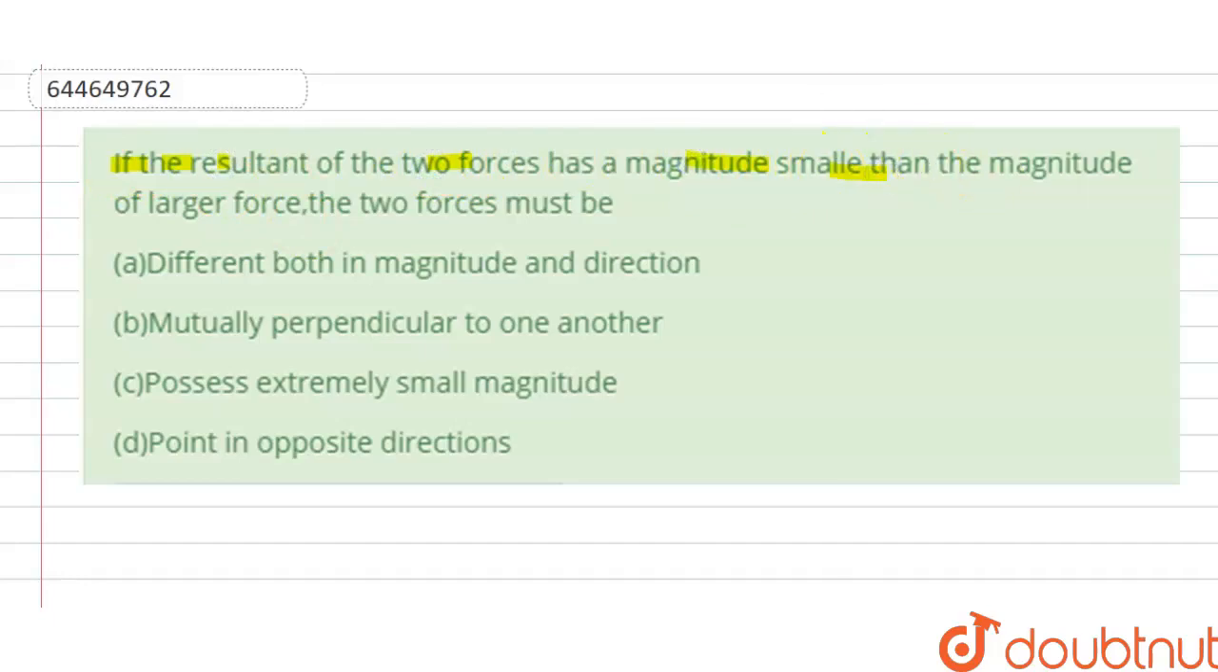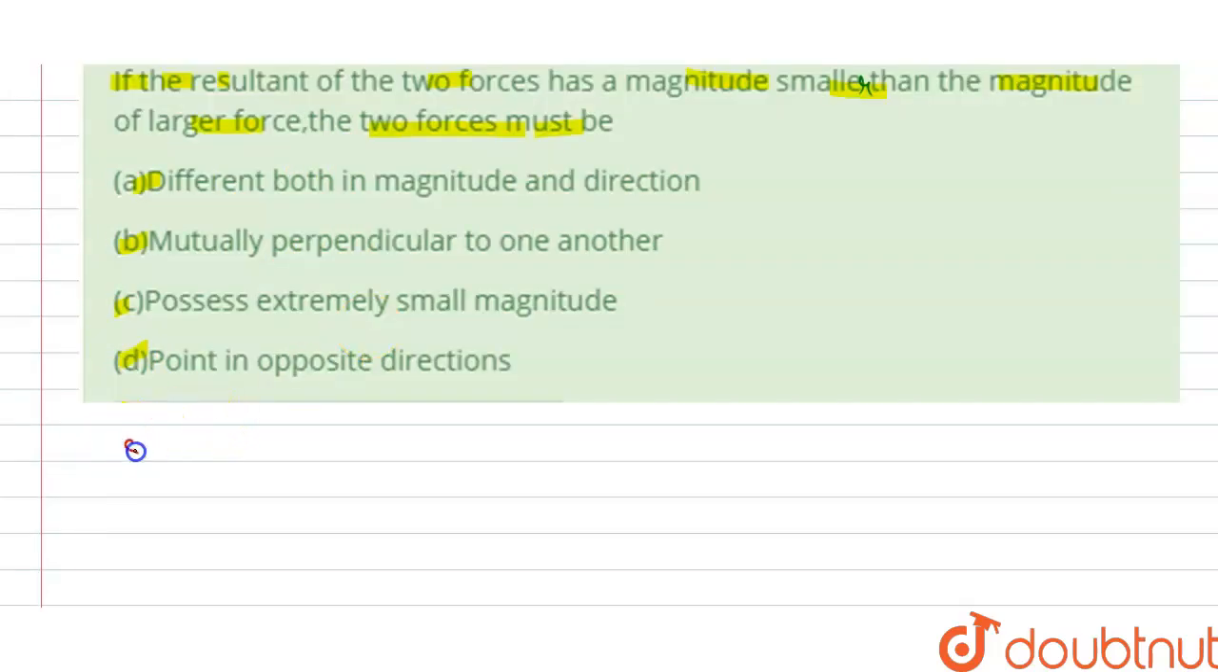Hello students, today our question is: if the resultant of two forces has a magnitude smaller than the magnitude of the larger force, then the two forces must be, and options A, B, C, D are given here. So we have to find which option is correct.